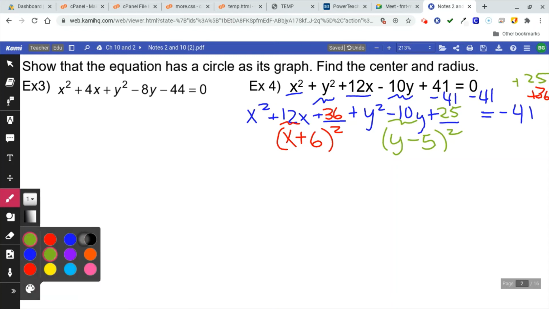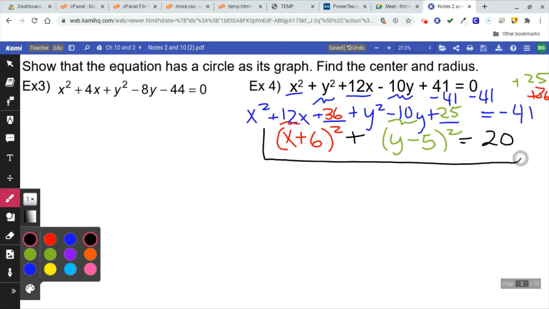So what do we have? Negative 41 plus 36 plus 25 is going to be 20. And so now we've got our equation in standard form. But we want to know the center and the radius.